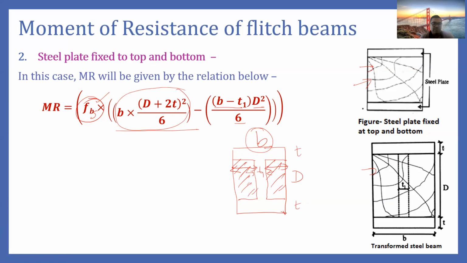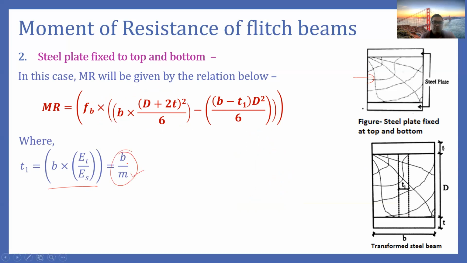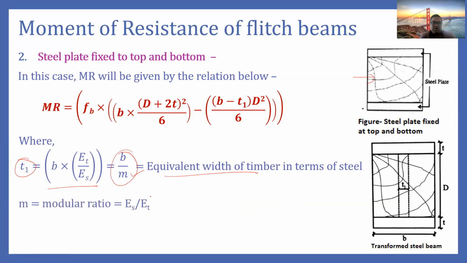So the formulation is now there to calculate the moment of resistance of the flitch beam having plates on top and bottom. T1 can be calculated as B into ET by ES, which is B by M, and M is the modular ratio. T1 can also be known as equivalent width of timber in terms of steel. So modular ratio is basically the ratio of ES by ET. ES is the Young's modulus of elasticity of steel. ET is the Young's modulus of elasticity of timber.